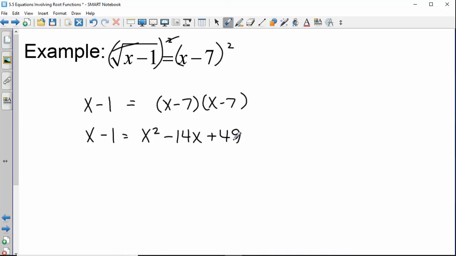Okay, this is a quadratic. What do we do with our quadratics? Right, we do box method. But before I can jump into box method, I have to set them equal to 0. So I'm going to subtract over my x, it's a negative 15, and add my 1, so plus 50. So now because it's a 1x squared, we can do the shortcut.